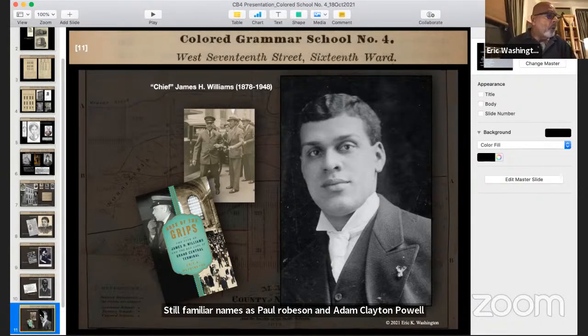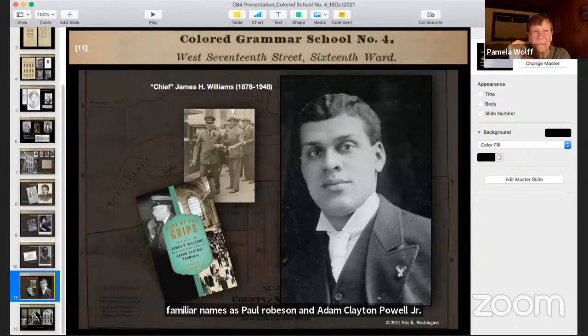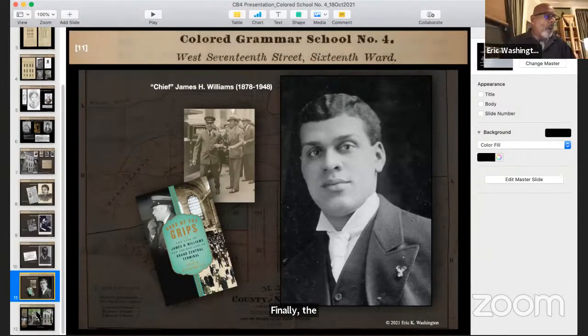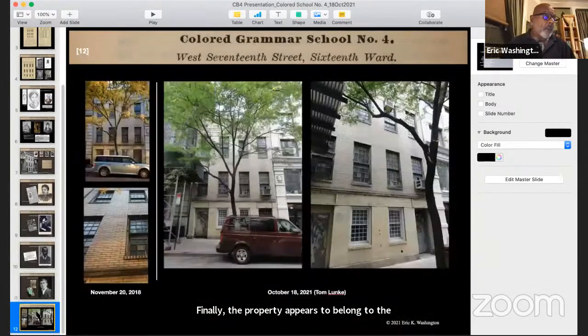Adam Clayton Powell Jr. And finally, the property appears to have belonged to the Department of Sanitation since about the 1930s. Its exterior is basically intact. At least since the time of the 1940 tax photo, the original brick facade has been painted over by a white glazed veneer. The modest cornice is gone, but the 16/16 light double hung sash windows appear original, as you can see.